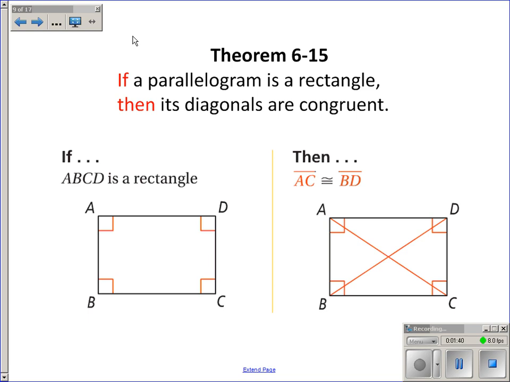Okay, now from what I've heard about construction, they build lots of rectangles: doors, windows, rooms, walls. Lots of rectangles are built using construction. And from what I've heard, they actually do measure the diagonals of rectangles to make sure that what they've just built is a rectangle. Now, I don't know if that's true or not. That's just what I've heard. The thing you need to know about rectangles is that the diagonals are congruent.